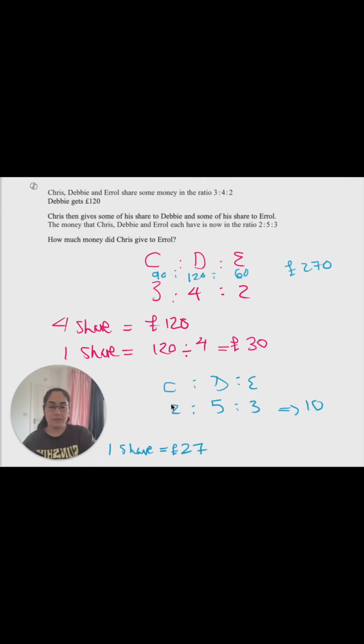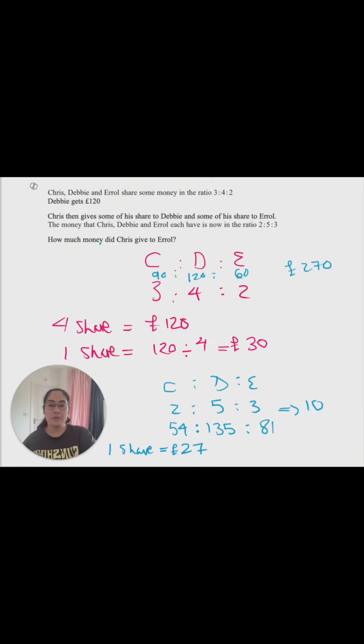And if we multiply 27 by 2, that gives us how much money Chris would have, which would be £54. For Debbie, that would be 27 times 5, which is £135. And then for Errol, that would be 27 times 3, which is £81.